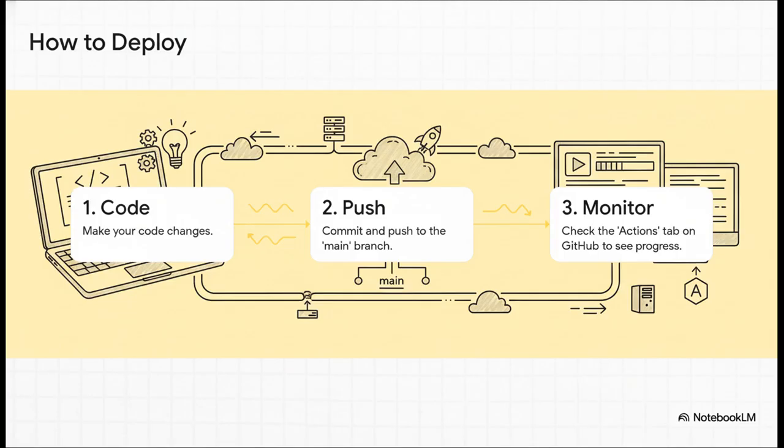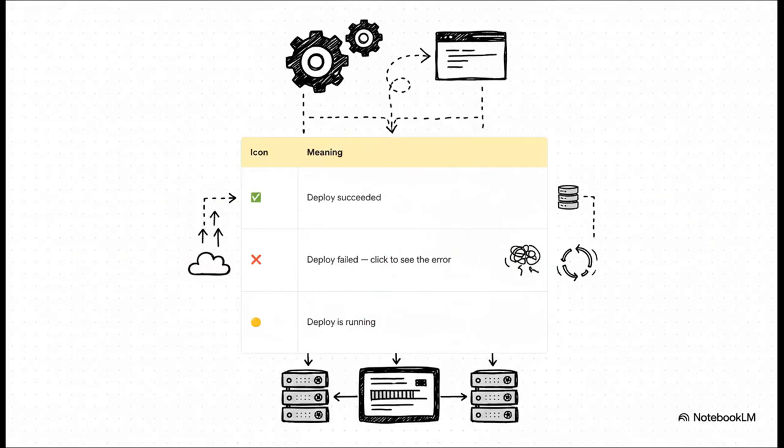All that's left for you is step 3. You can just lean back and watch the progress in the Actions tab on GitHub. And that Actions tab makes it super easy to see what's happening at a glance. If you see a little yellow spinning circle, that means your deploy is running. See that beautiful green check mark? That's the best feeling. It means everything worked and your new code is live. And if you see a red X, don't panic. It's not just a failure, it's actually a clue that points you right to the problem.